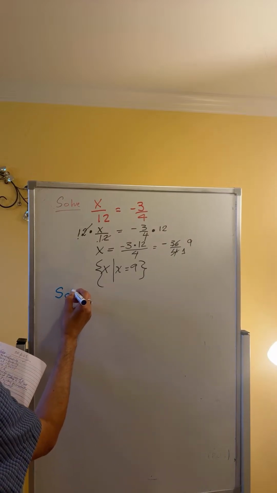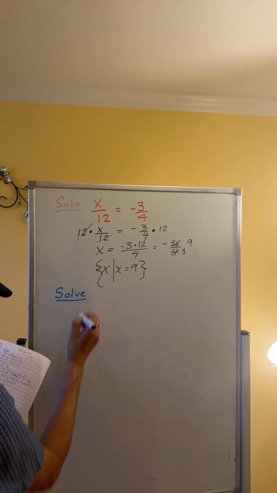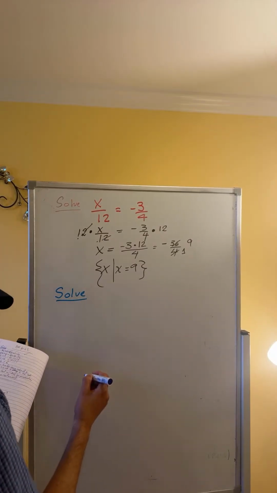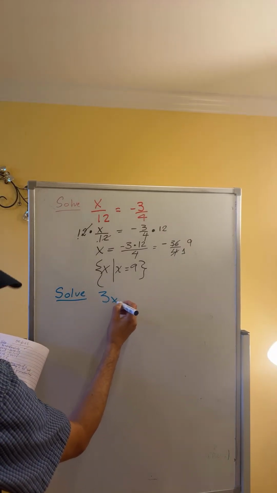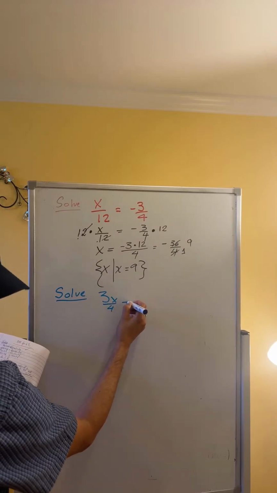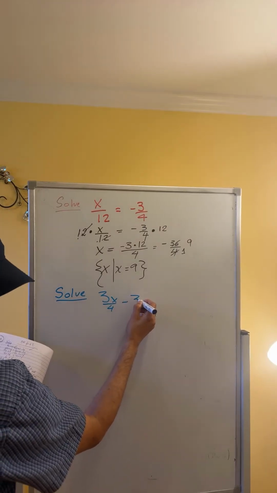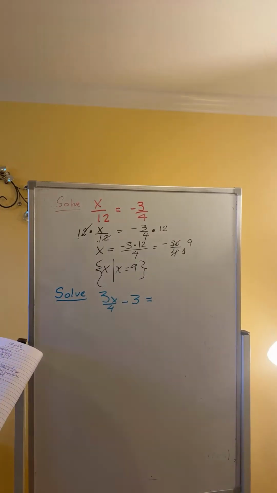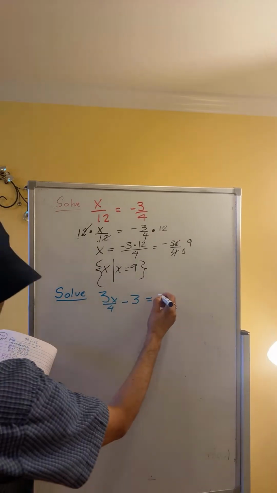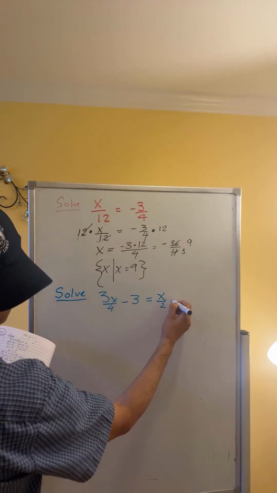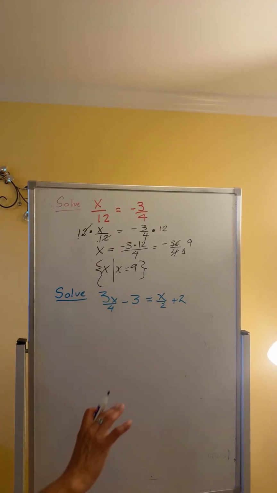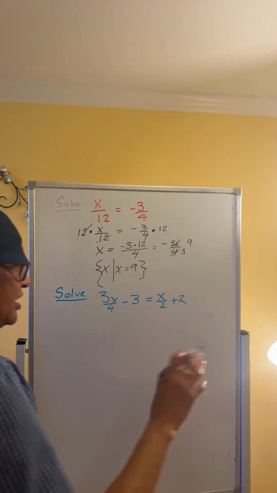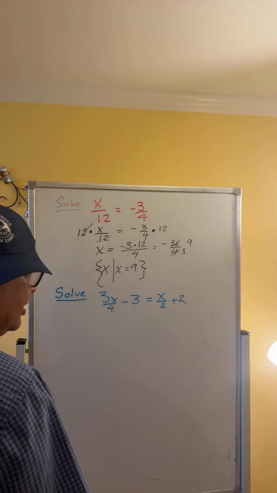Solve 3x by 4 minus 3 is equal to x by 2 plus 2. Okay. Now here also we are going to do the separation of variables. The constant terms will be on one side and the unknown variable x on the other side.